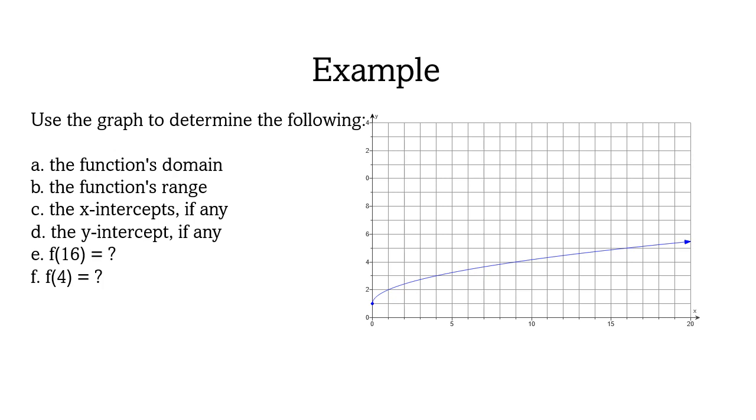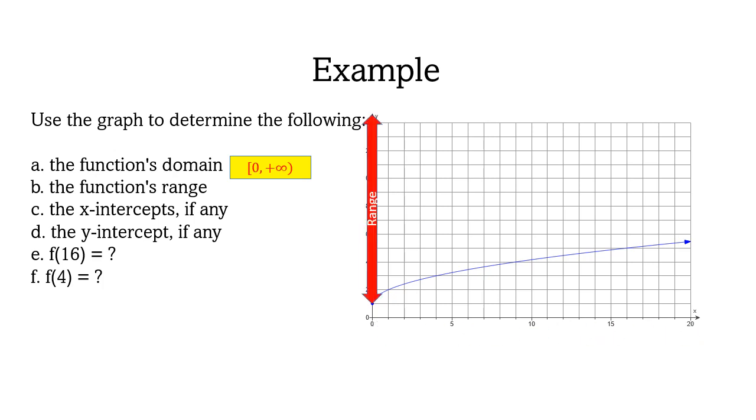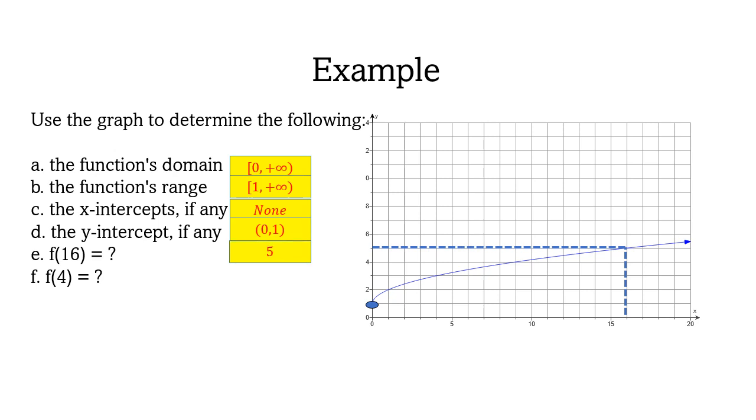Another example, the function's domain is from 0, closed at 0, to +infinity. The range is from 1 to +infinity. X-intercepts, we don't have any x-intercepts. Y-intercept is (0, 1). f of 16 is 5, and f of 4 is 3.